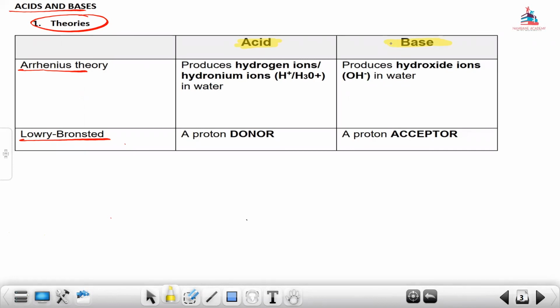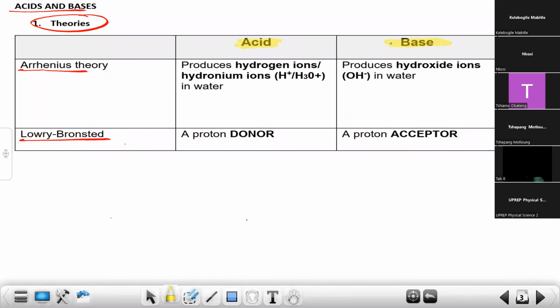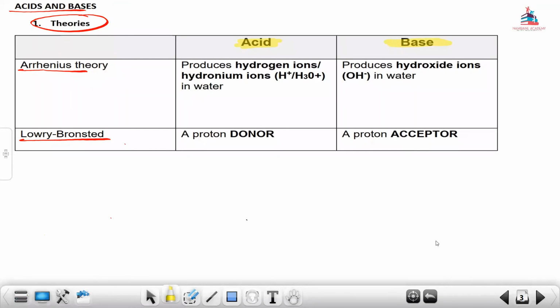I am aware in grade 8 and grade 9 you always did acids and bases, but the focus was more on home-based acids. In this case, we are expanding it a little bit further. We are taking it into the real science context, where we use the information that is given to us.